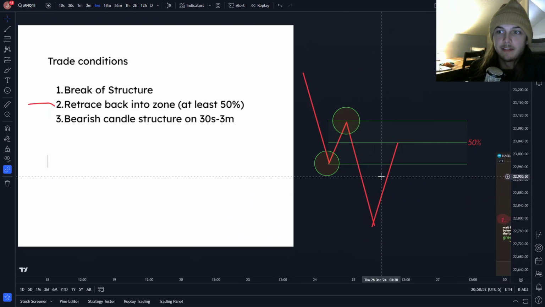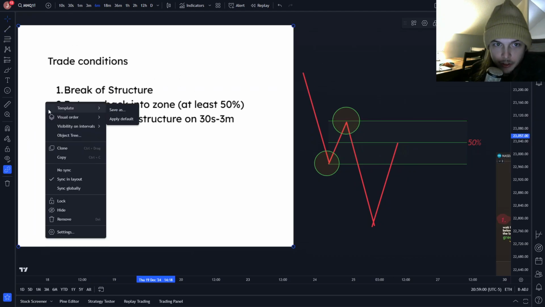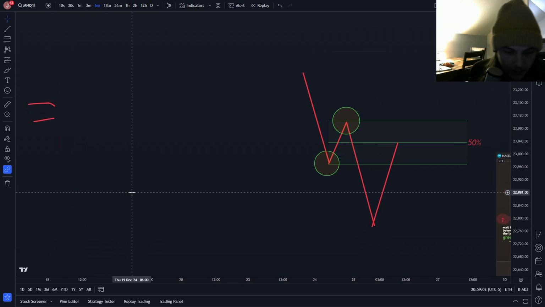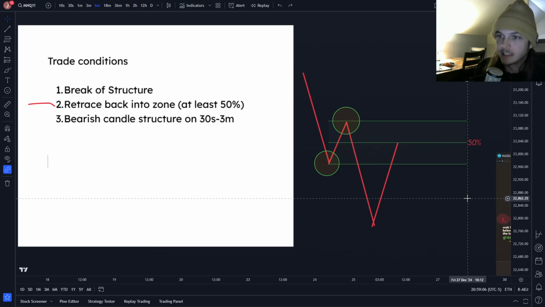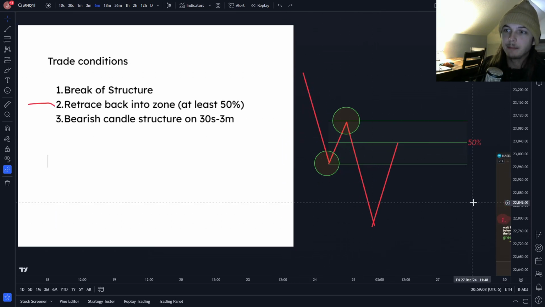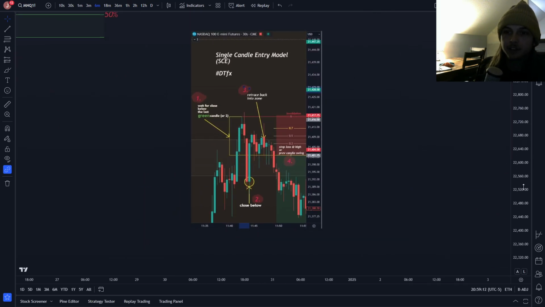And then we look for a bearish or bullish candle structure on the lower time frame. And here's an example of that. So we have this example here. Then let's move to an example of an entry.